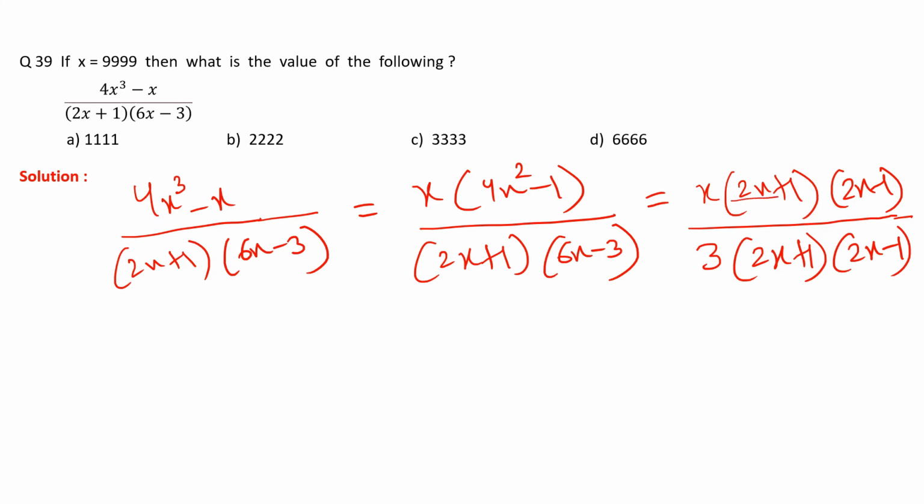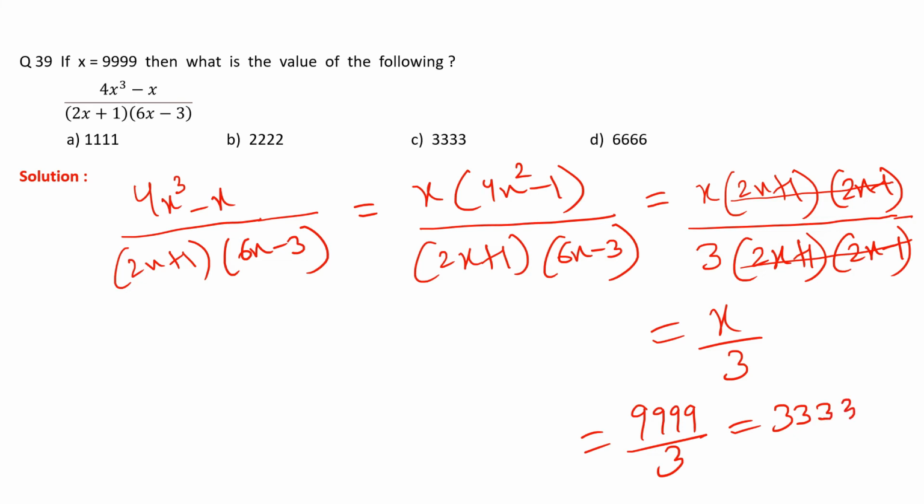So this entire expression 2x plus 1 into 2x minus 1 will cancel out and we'll be getting only x by 3. And we were given that x was 9999. So it is just 9999 divided upon 3, which is 3333. So that means C option is the correct one. Now we move to our next problem.